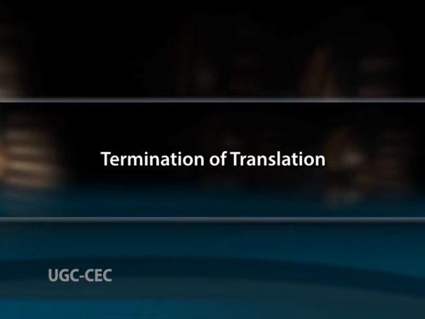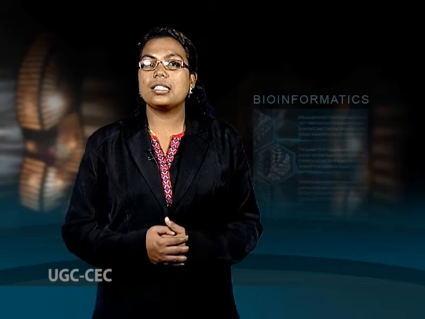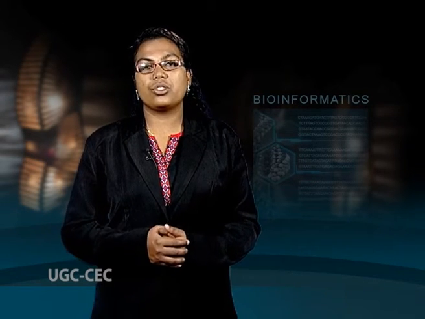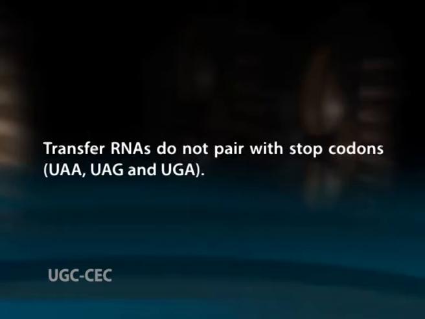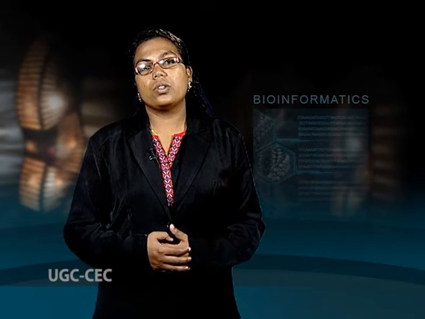Termination of translation. It is the last step in protein synthesis. Termination occurs by a similar mechanism in eukaryotes as in prokaryotes. Termination continues until a termination codon is encountered. Transfer RNAs do not pair with stop codons, that is UAA, UAG and UGA. The stop codons are identified by release factor.